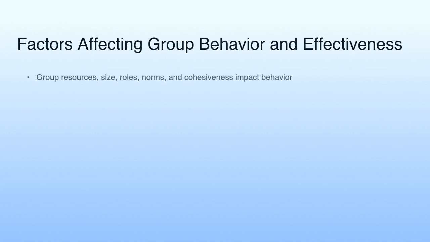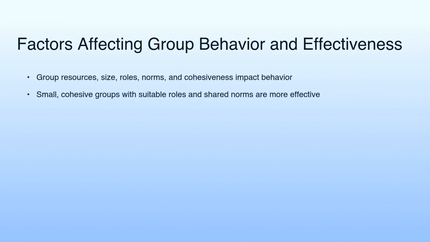Factors like group resources, size, roles, norms, and cohesiveness directly impact group behavior and effectiveness, with small, cohesive groups that have suitable roles and shared norms tending to be more effective.